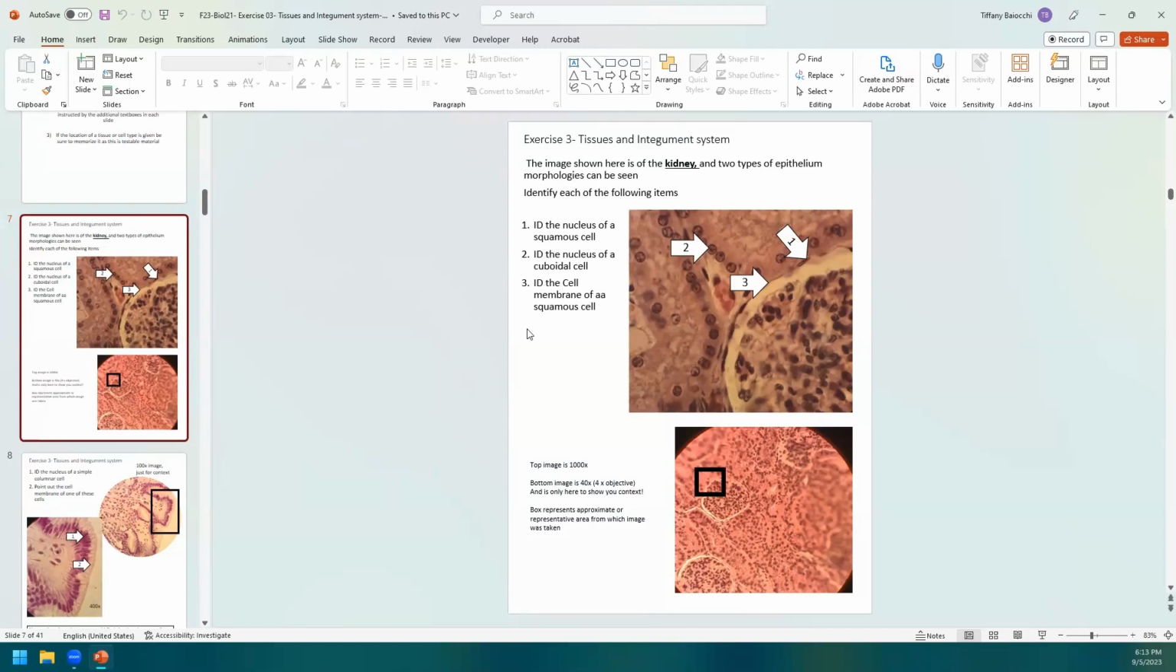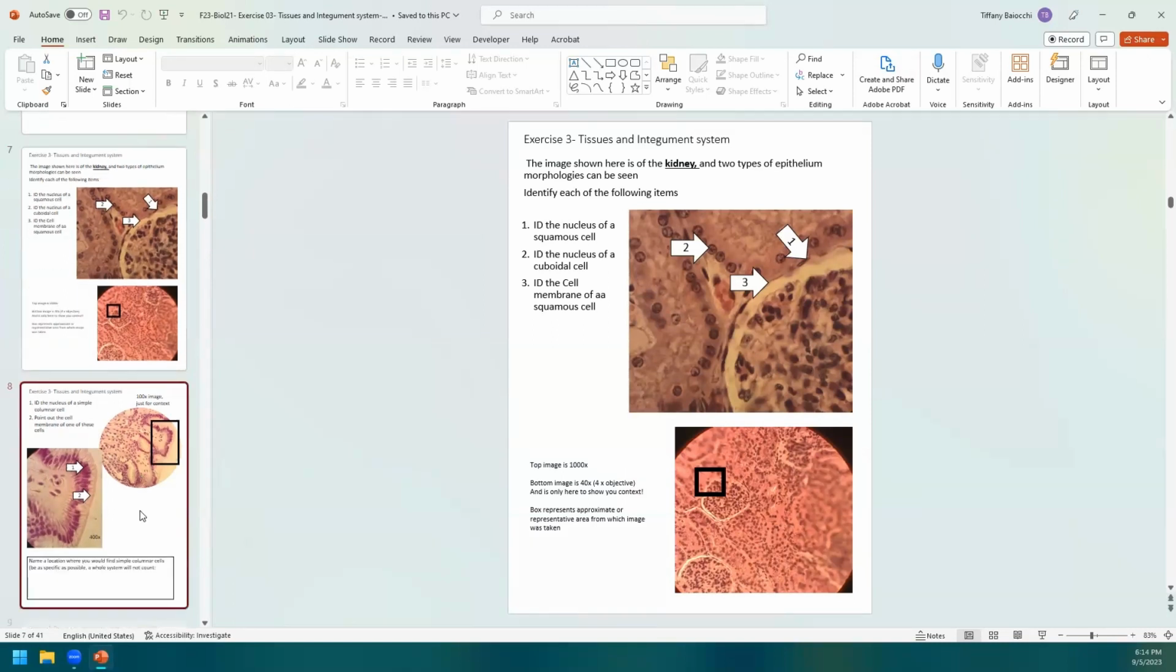Two, ID the nucleus of a cuboidal cell. These cells here that look kind of cube-shaped with a very round nucleus in the center are cuboidal cells. Again, I'm pointing out that dark dot, that nucleus. And then lastly, ID the cell membrane of a squamous cell. Instead of pointing at the nucleus, I'm just pointing at where that cell is, and that would be its cell membrane. It's very, very thin, so you're really just pointing at the cell edges. Moving on to the second one.